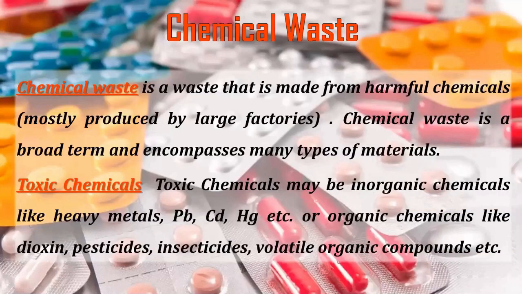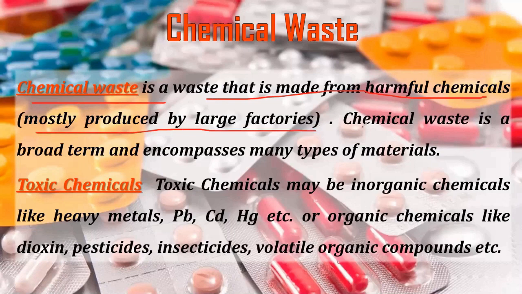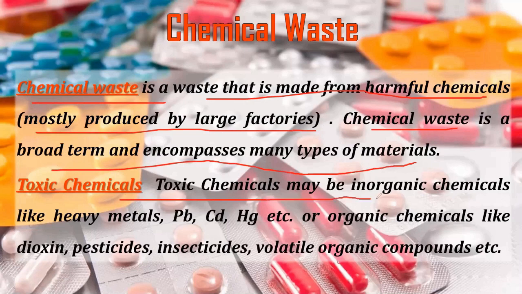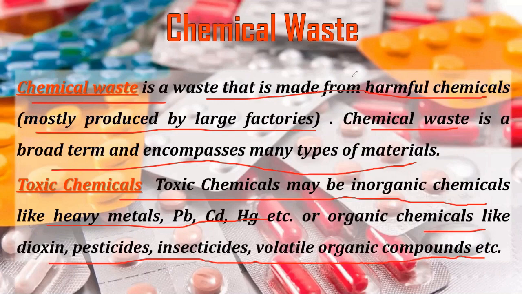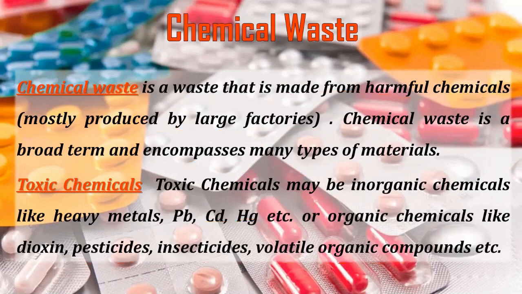After biomedical waste, we are having chemical waste. What does chemical waste mean? It is a type of waste that is made from harmful chemicals, mostly produced by large factories. Okay, and it is a broad term that encompasses many types of materials. Toxic chemicals may be inorganic chemicals like heavy metals, which we have studied in water pollution, and organic chemicals like dioxin, pesticide, insecticide, volatile compounds, etc. All these are nothing but chemical waste. Okay, personally I love this PPT, right?